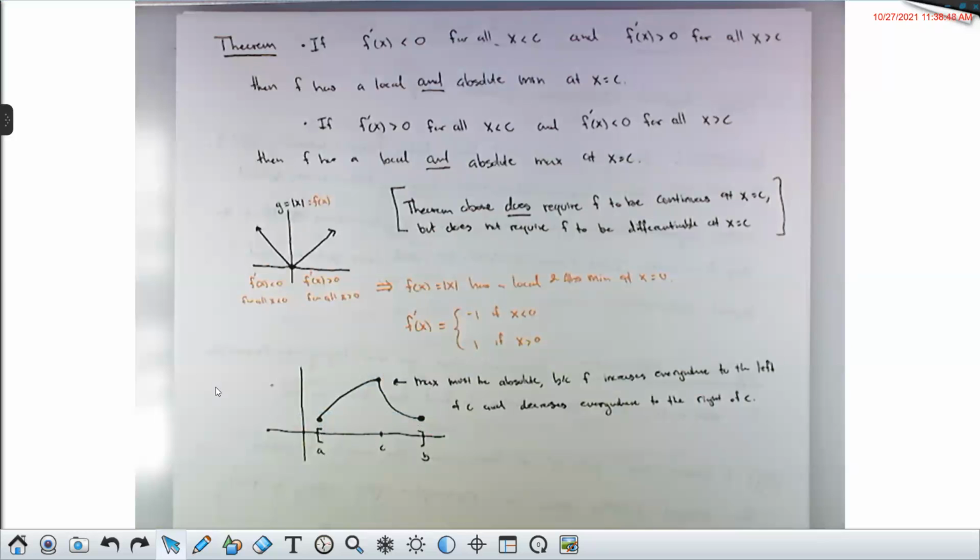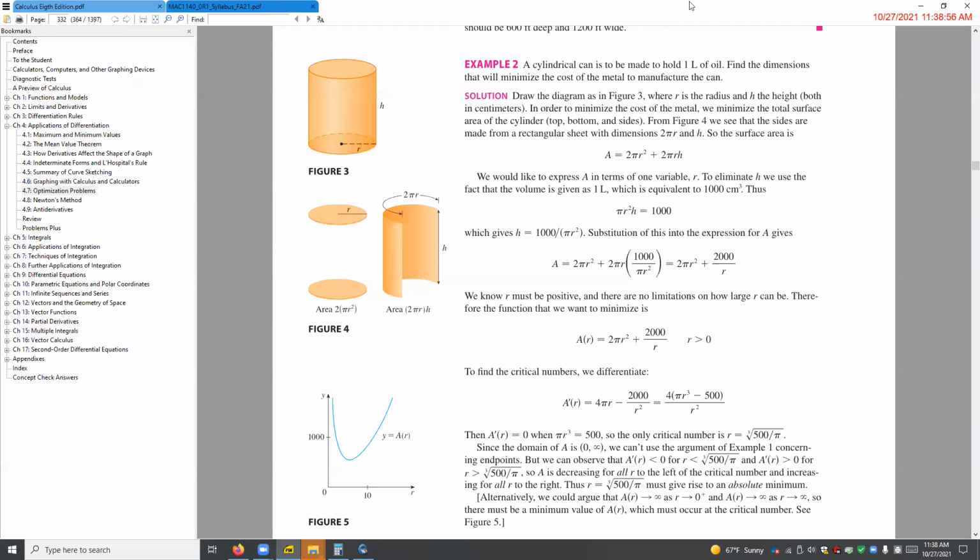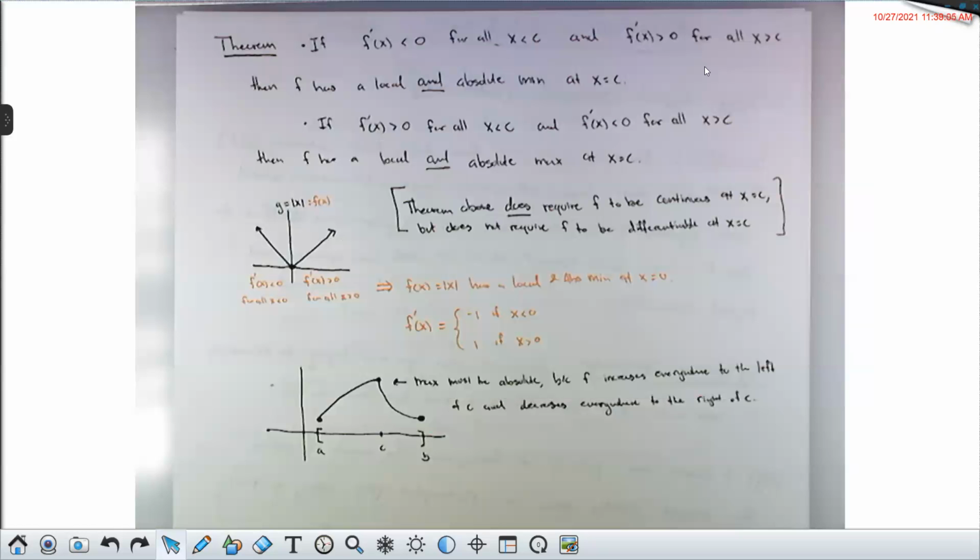Cool, cool. Yeah, it takes a little bit of thinking to realize just how much work this can save you, but it really can save you quite a bit of work. So let's look at another example. We're going to make a can in the shape of a cylinder, and it's going to hold 1 liter of oil. We want to find the dimensions that minimize the cost of building the can.